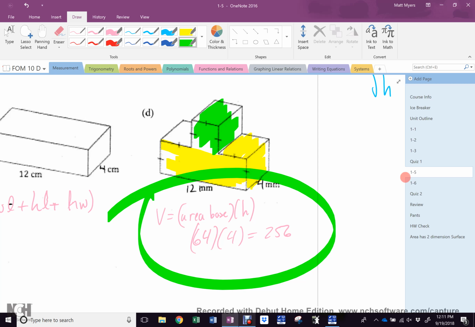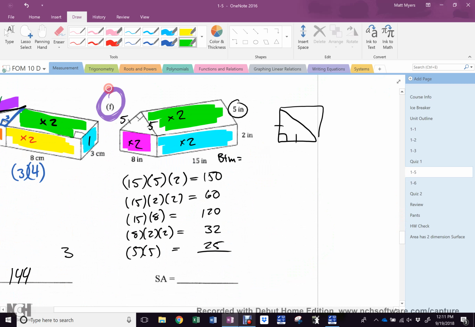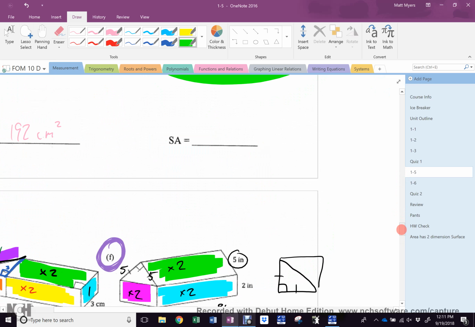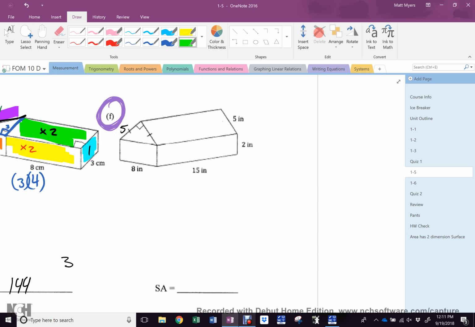There you go. Now have a look at F and try to do F now, because nobody has tried F on their own. See if you can do F, because what I have just given you makes F infinitely easier. So think about what you're being asked to do.